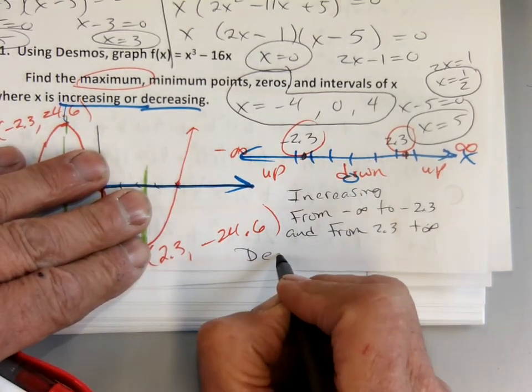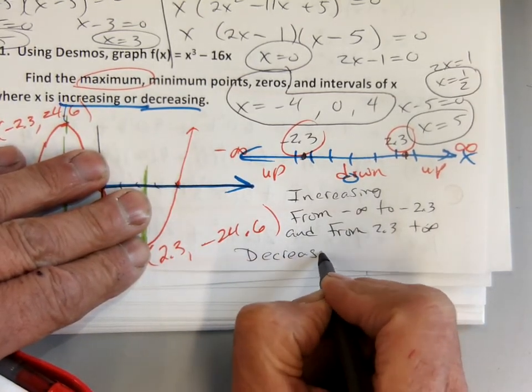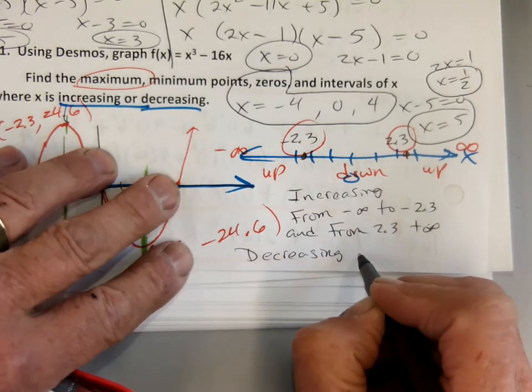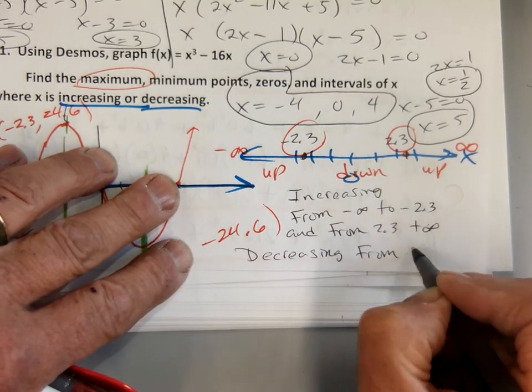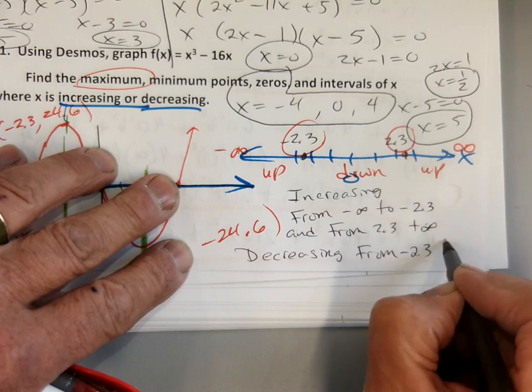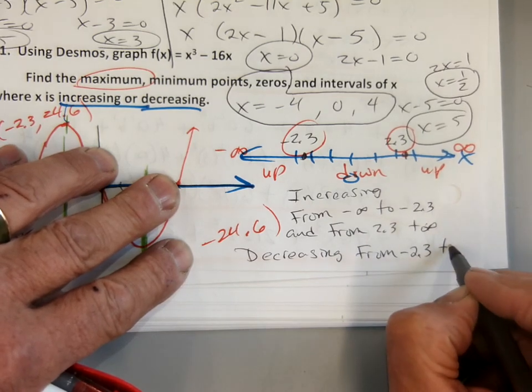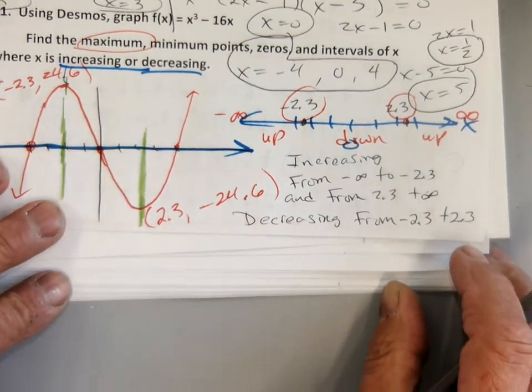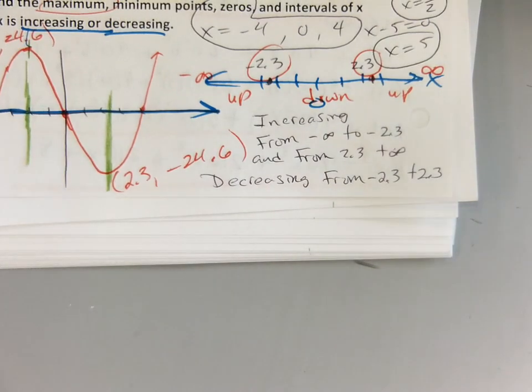And then decreasing, it's going from negative 2.3 to a positive 2.3, okay? Hopefully that isn't hard for you. I like the idea of drawing the number line and going up, down, up, and I think that helps you a bunch, okay? All right, that's all I have, but I do have some homework for you.